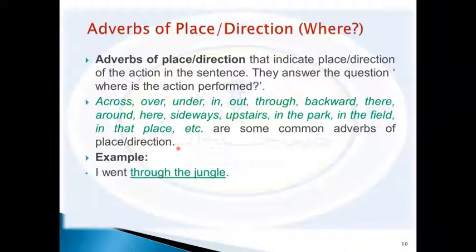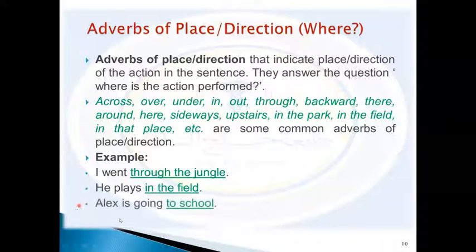For example, in the form of a sentence: I went through the jungle. Through the jungle is an adverb of place. It answers the question of where. I went where? Through the jungle. Or through which direction? He plays in the field. He plays where? In the field. Alex is going where? To school. To school is also an adverb of place. He is staying at my home. He's staying where? At my home.